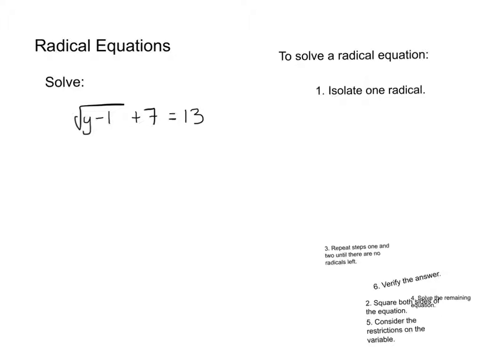First step up there says isolate one radical. This only has one radical, which makes it actually a lot easier to do than the ones that have two. But it says isolate that radical. So I'm going to do that by subtracting 7 from both sides of the equation. And I get the square root of y minus 1 is equal to 6, because it's 13 minus 7.